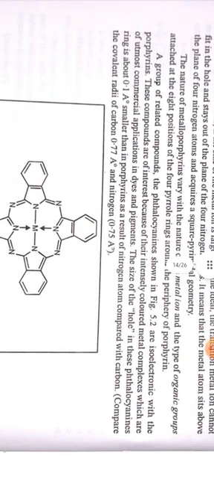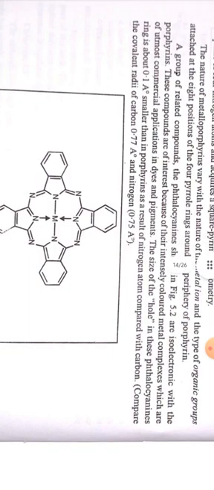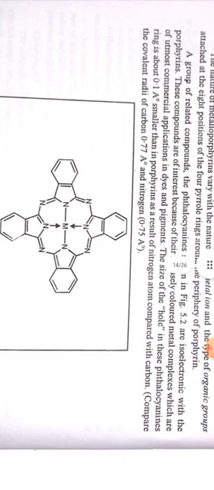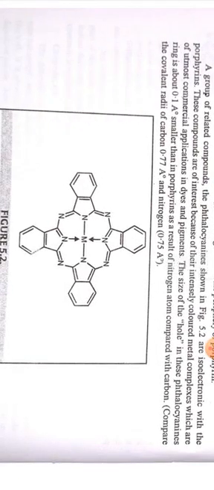and acquires a square pyramidal geometry. The nature of metalloporphines varies with the nature of the metal ion and the type of substituent attached at the eight positions of the 4 pyrroles around the periphery of the porphine. A group of related compounds, the phthalocyanines, are analogues of porphines. These compounds are interesting because of their intensely colored metal complexes, which have commercial application in dyes and pigments.